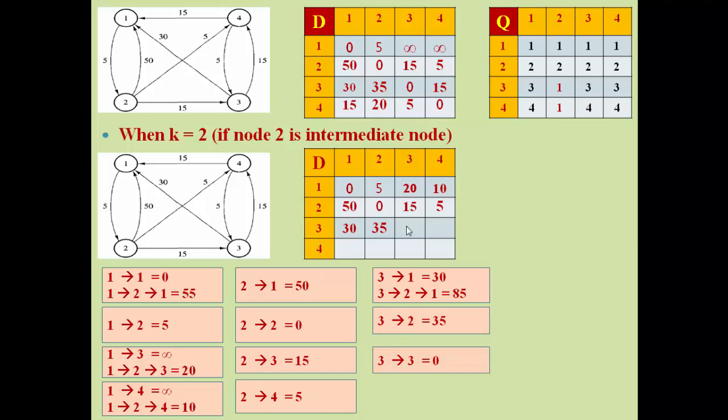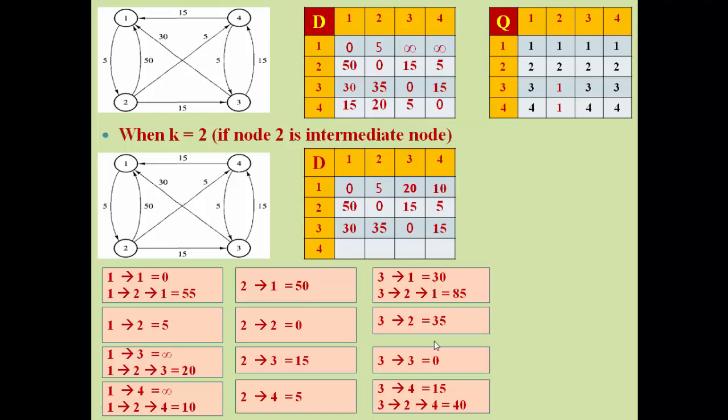Then 3 to 4, we have to fill 3 to 4. Here 3 to 4 is equal to 15. So the direct path is 15, but when we consider 2 as an intermediate node, at that time 3 to 2 and 2 to 4, 3 to 2 is equal to 35 and 2 to 4 is equal to 5. So 35 plus 5 is equal to 40. Among these two values, 15 and 40, the 15 is minimum, so we have to fill 15 here.